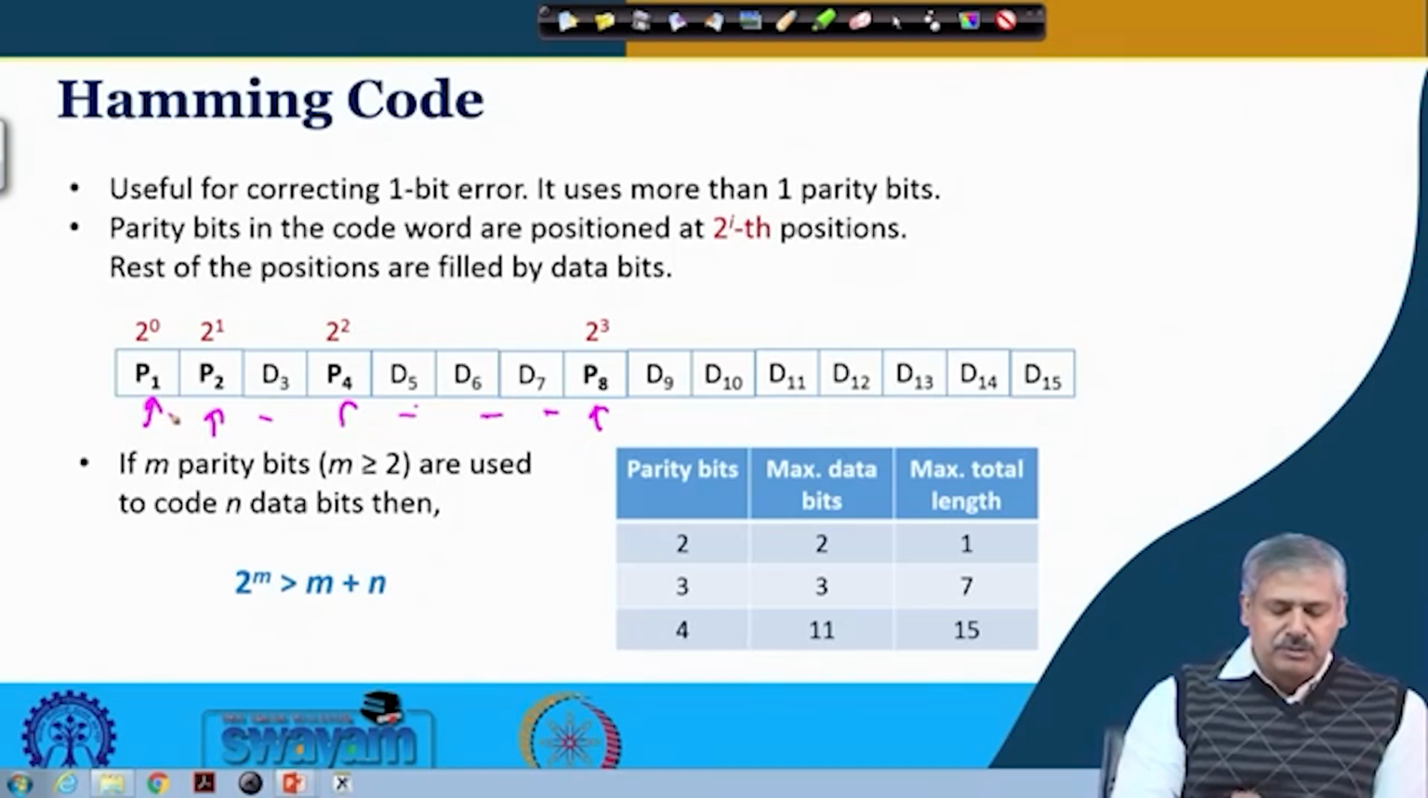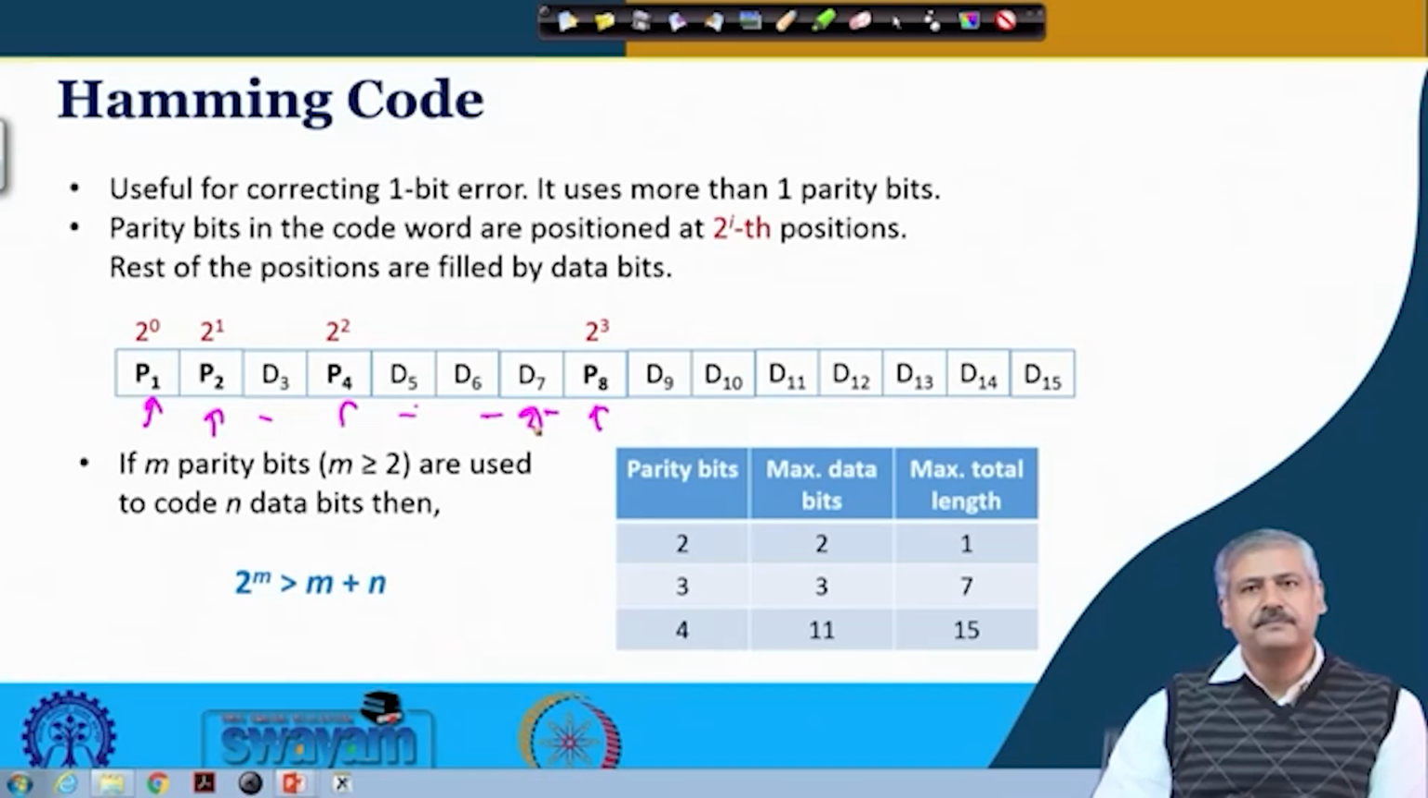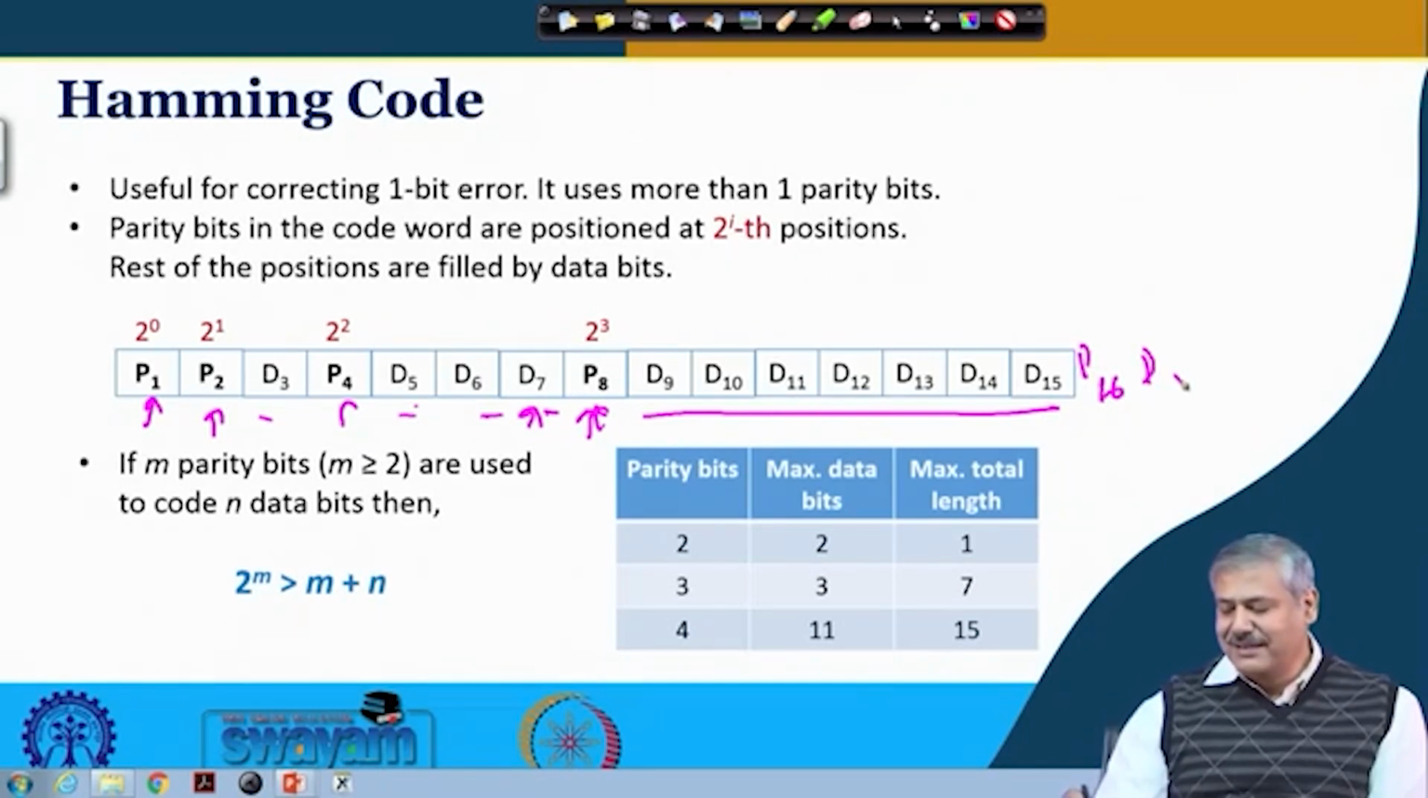So, with P1, P2, P4, these 3 parity bits, we can go up to D7. That means the total code word will be 7 bits, with 4 data bits and 3 parity bits required in this kind of coding. Whenever we go beyond that, we have to introduce a parity bit P8. With that we can go up to D15, and whenever the 16th position comes, we have to introduce a parity bit P16, and then D17, D18 will continue. So, this is the way things are done in this kind of coding.